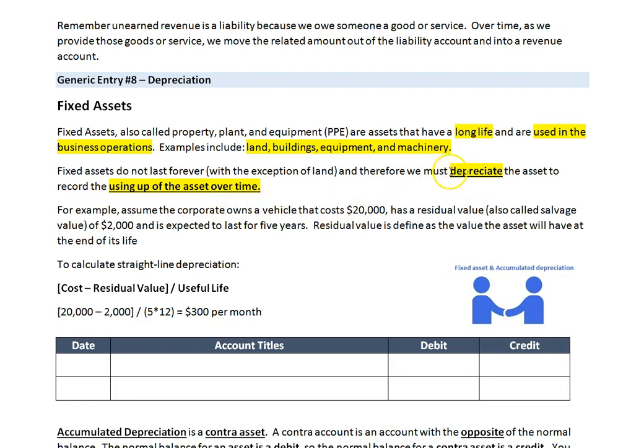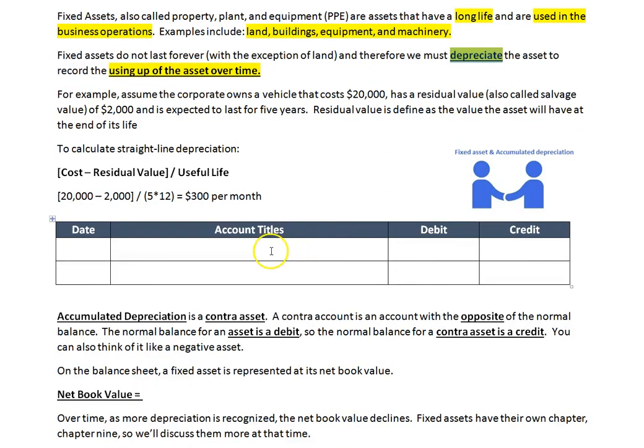Now you have to be careful if you take economics. They define depreciation as an actual market loss. In accounting, we don't. We live in our own world. So we define this as a systematic using up of an asset over time. So we just apply it to a formula. This has nothing to do with market values.